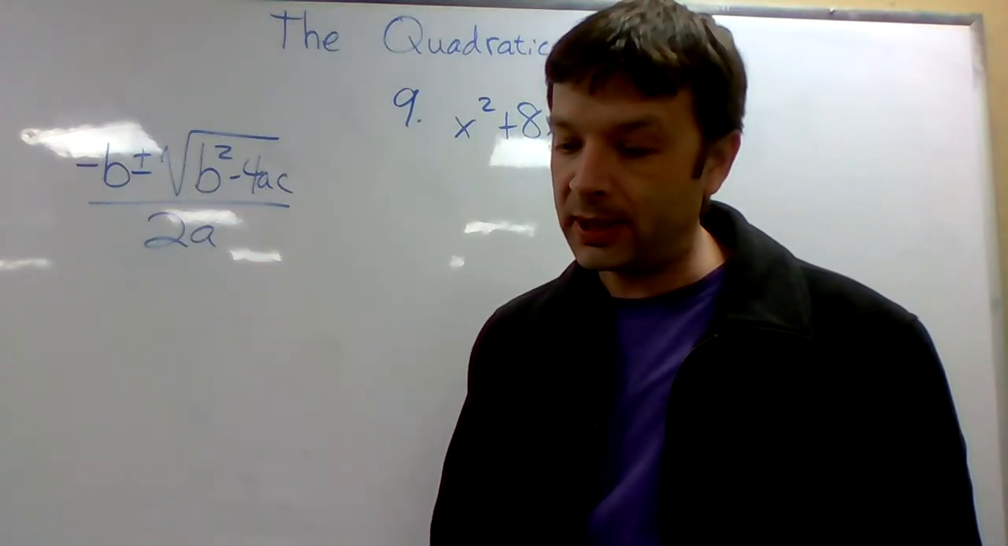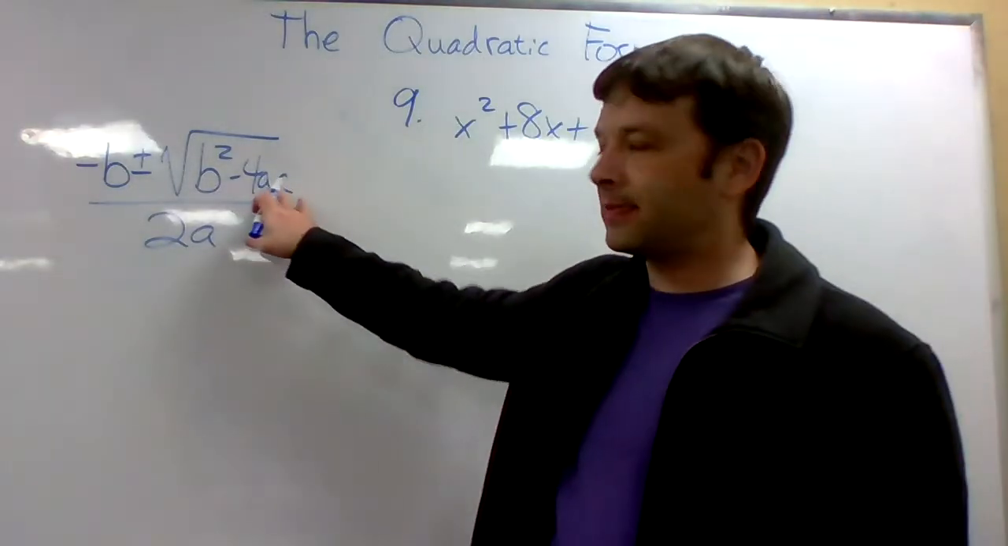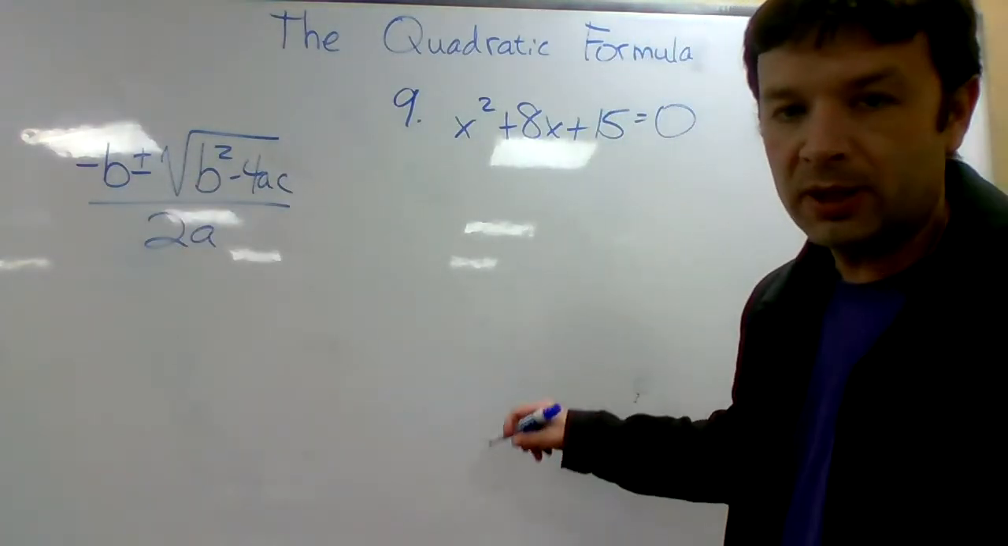Okay, number 9. Here we go. We need our A, B, and C for the quadratic formula. What is A?